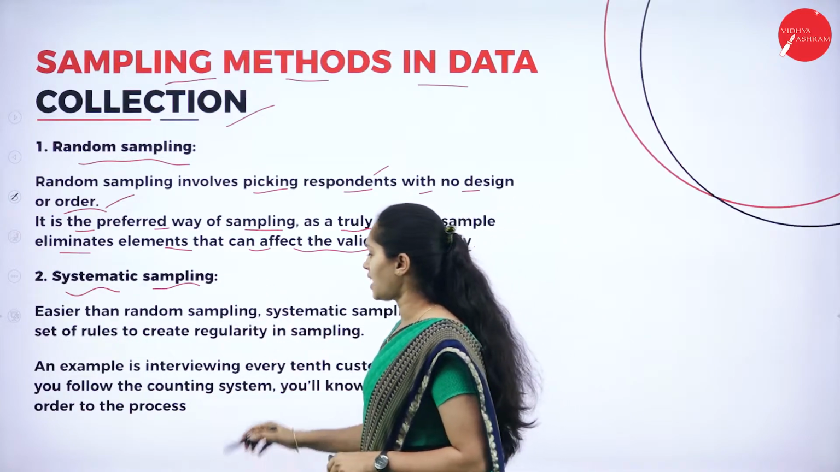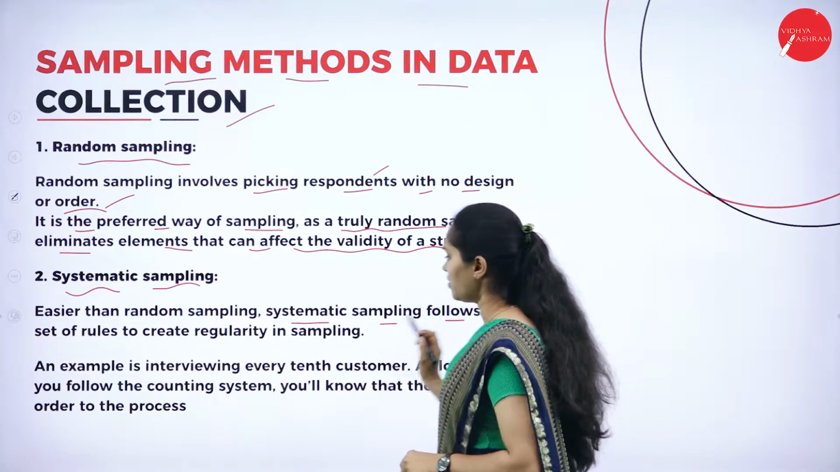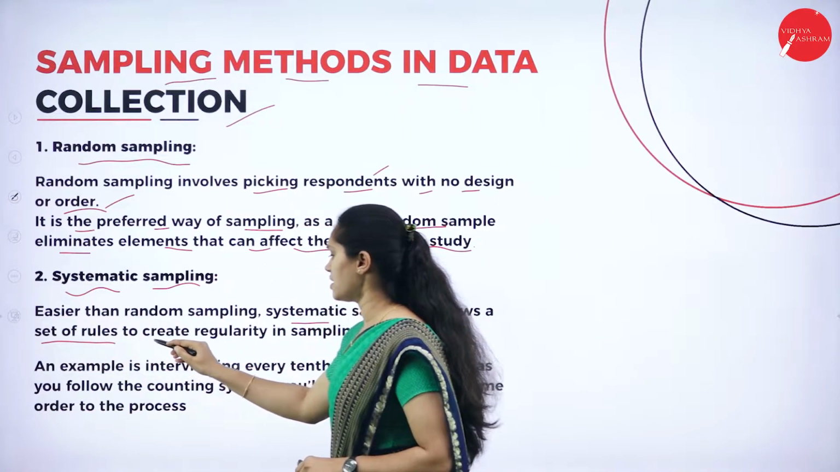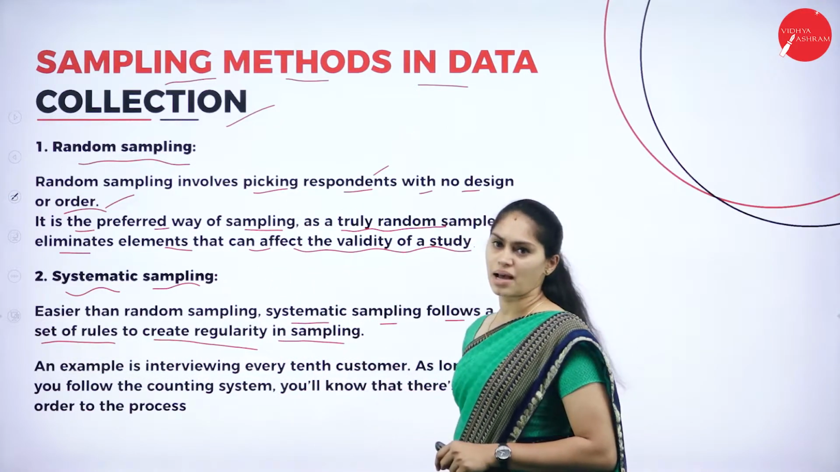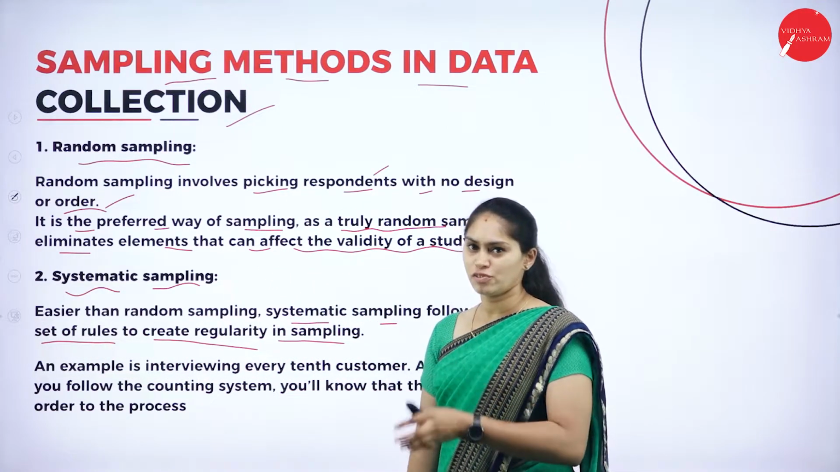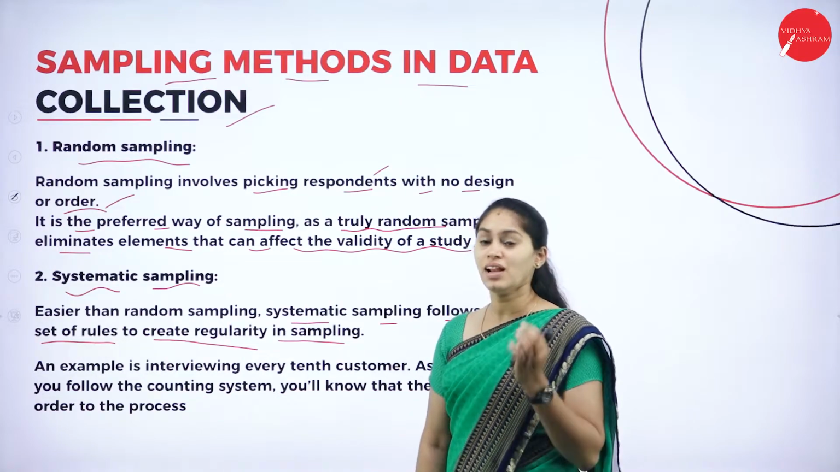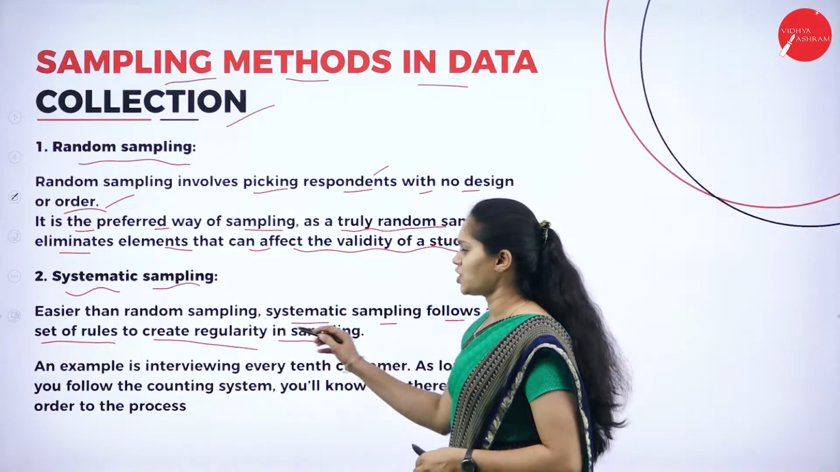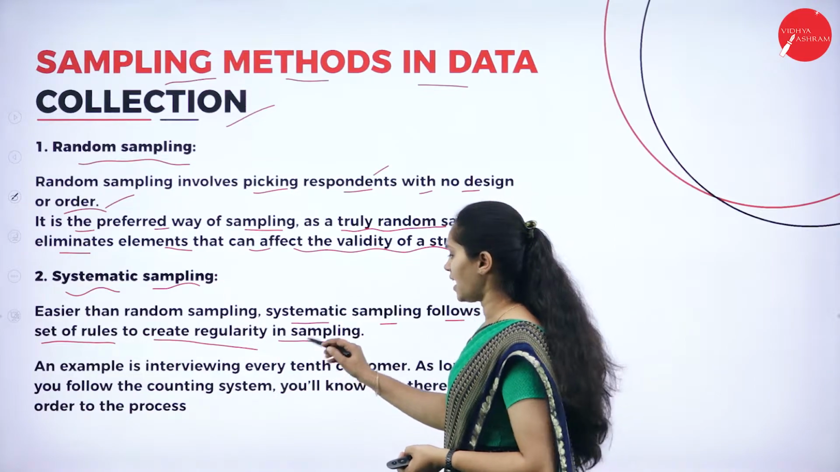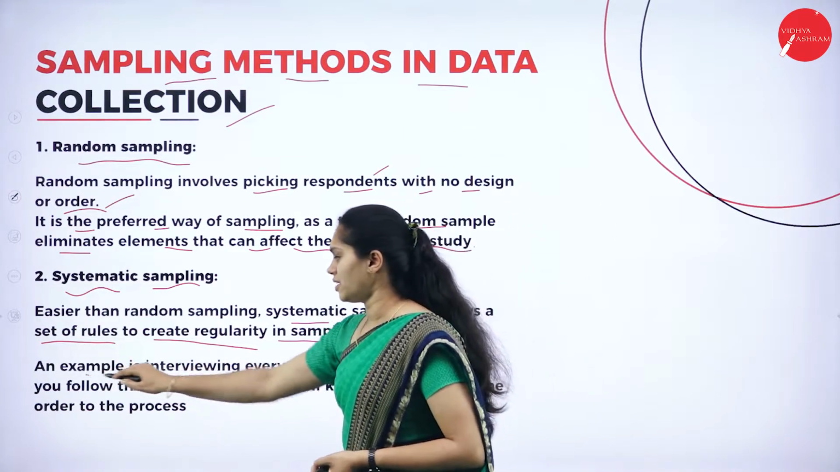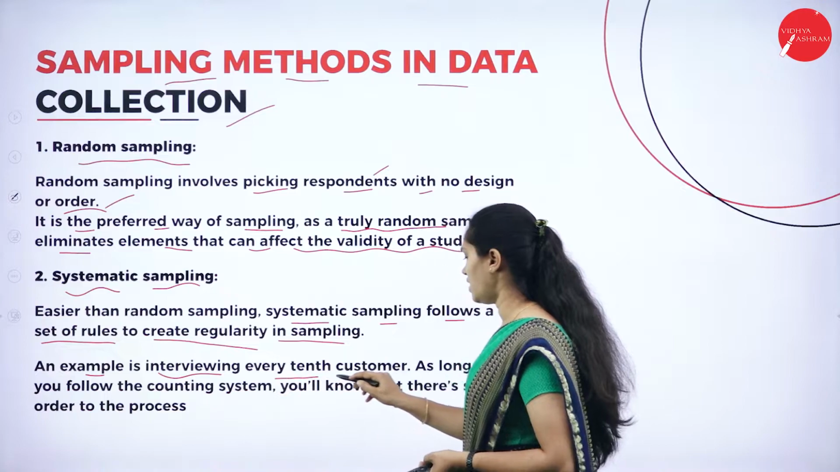Systematic sampling follows a set of rules to create regularity in sampling. If I want to collect a sample, I have to follow some rules and regulations in order to collect that sample. An example is interviewing every 10th customer.